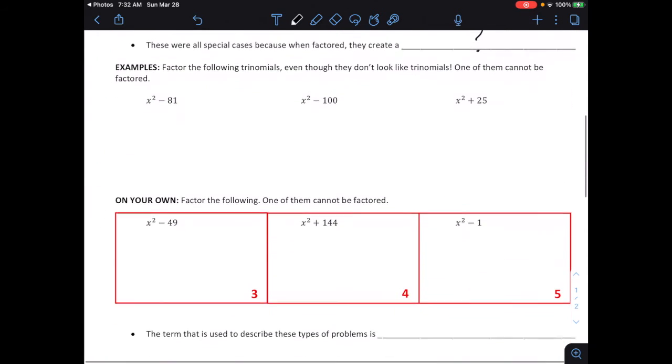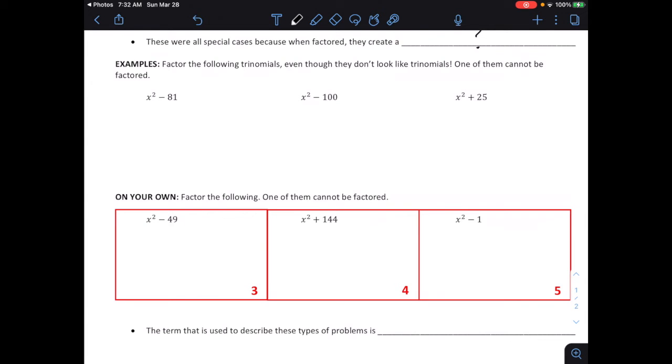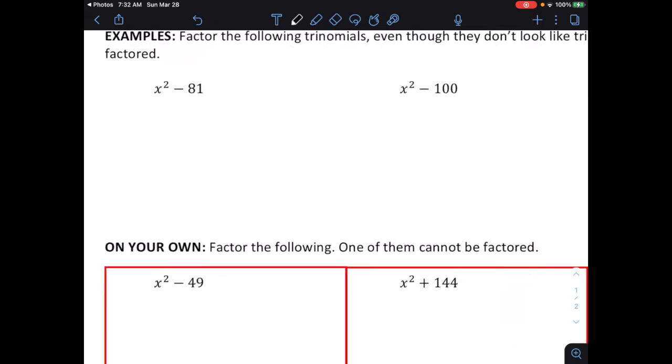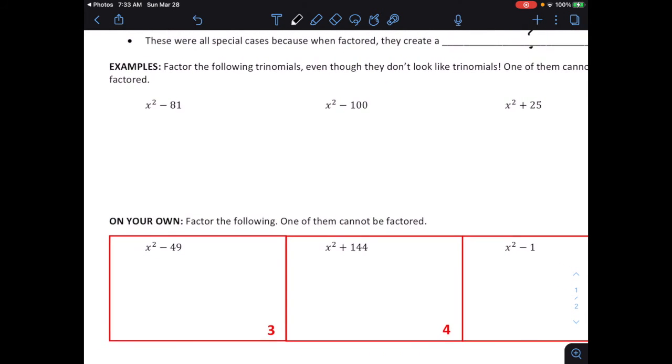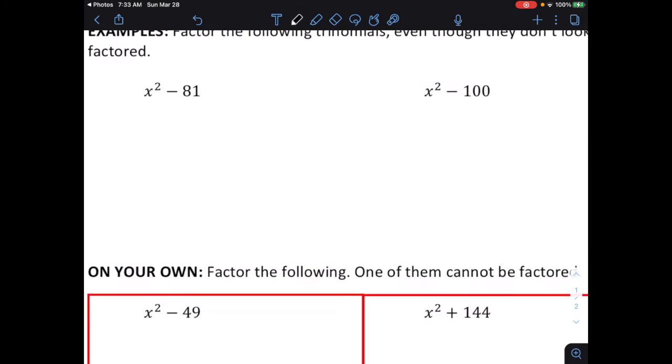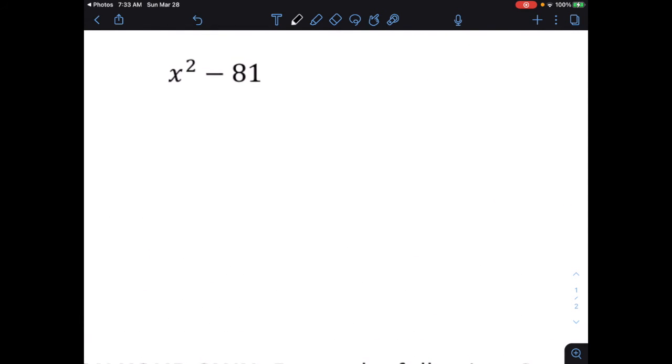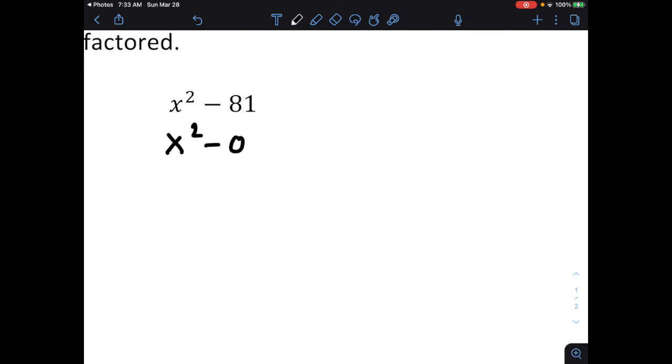All right. The second set of special cases involves something that doesn't even look like a trinomial. They have a squared term and they have a number, and that's it, a number that's called a constant. They're missing the x term in the middle, but we could go ahead and write the x term in the middle if we wanted to, and we would write it in there with a 0 next to it.